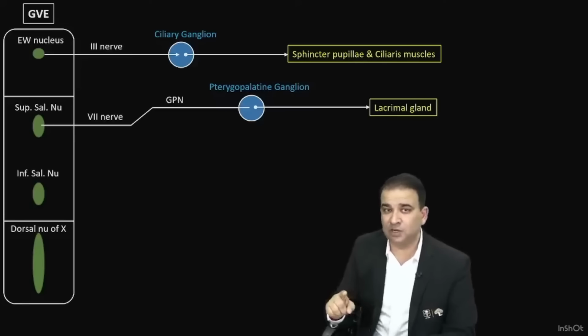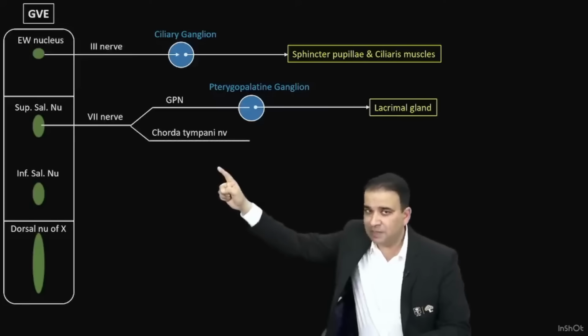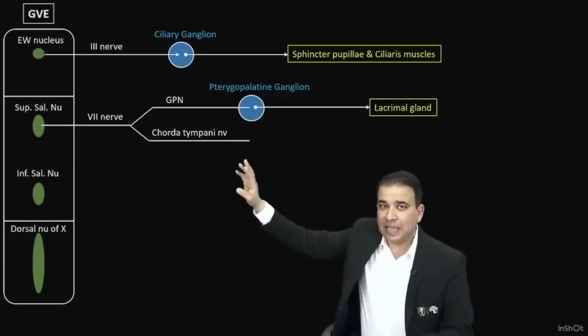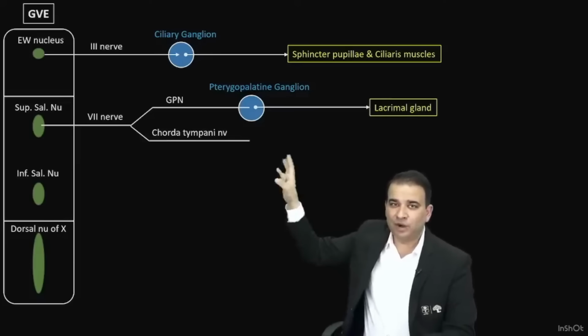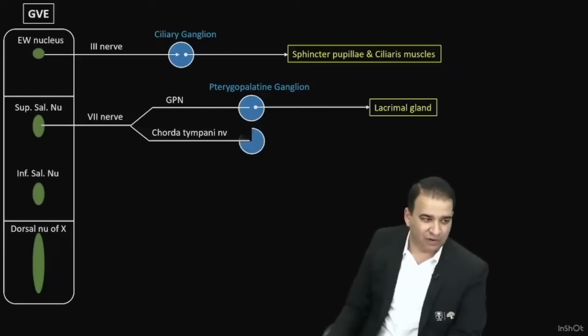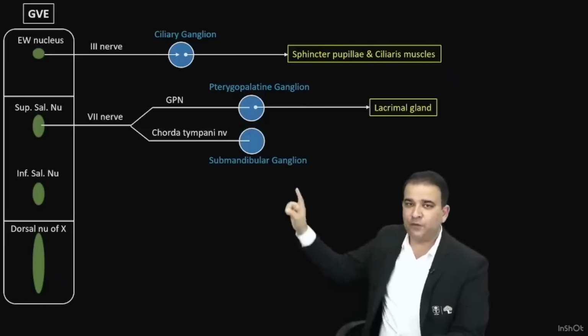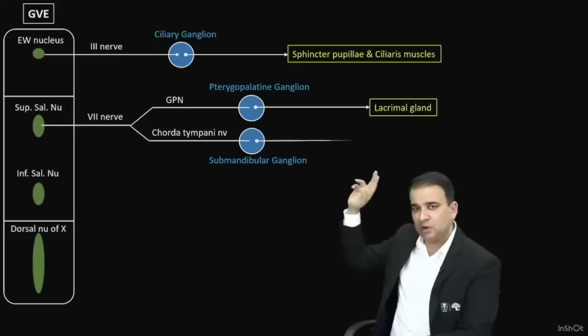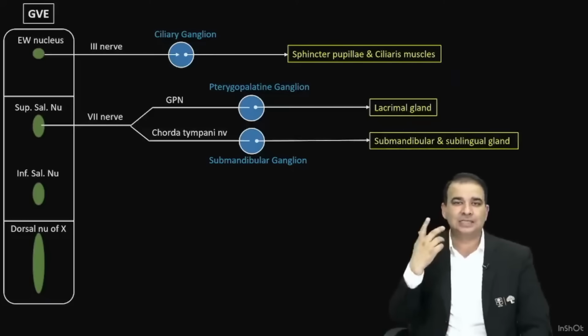Another branch of facial nerve is chorda tympani. Chorda tympani is a branch of facial nerve. Now chorda tympani with the help of lingual nerve will relay into which ganglion? Submandibular ganglion. And from the submandibular ganglion, the post-ganglionic fibers will supply submandibular gland and sublingual gland.